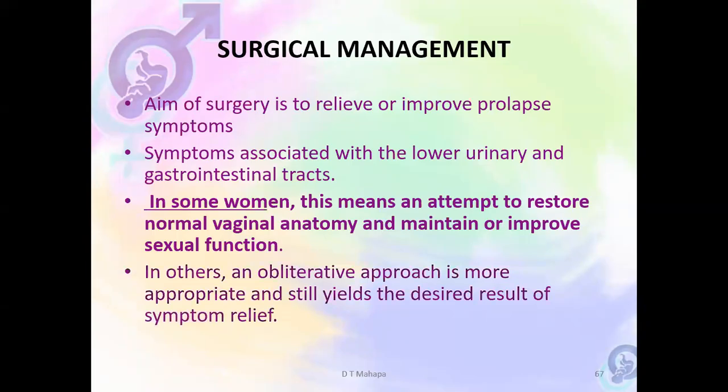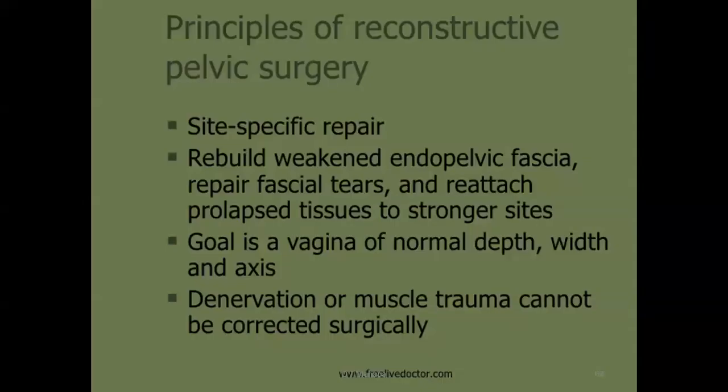In some women, the aim of repair of pelvic organ prolapse is an attempt to restore the normal vaginal anatomy and to improve sexual function. That's all. You can't come and complain about that. Either she herself has realized that sex is not as it was before, or the partner has told, but the partner doesn't tell much. She herself has realized that. And if it's self-diagnosed, it's better.